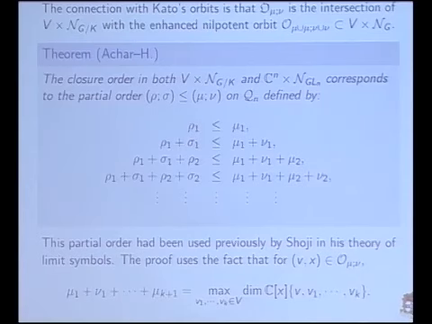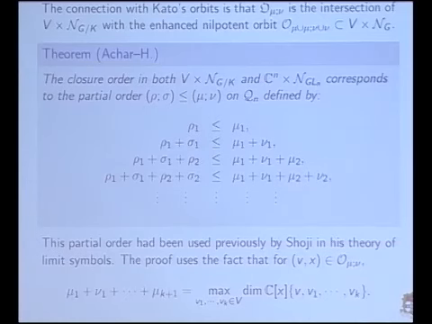Now, this partial order had turned up before. Of course, it's not surprising that such a natural, slightly asymmetric but otherwise fairly natural definition had arisen before. And the place that it had arisen before was in a paper of Shoji's, where he studied what he called limit symbols.